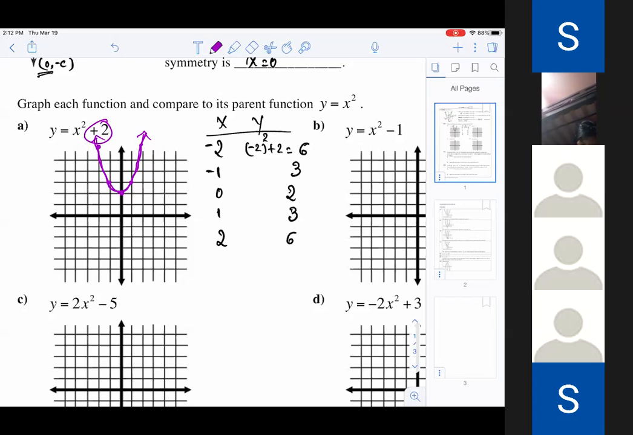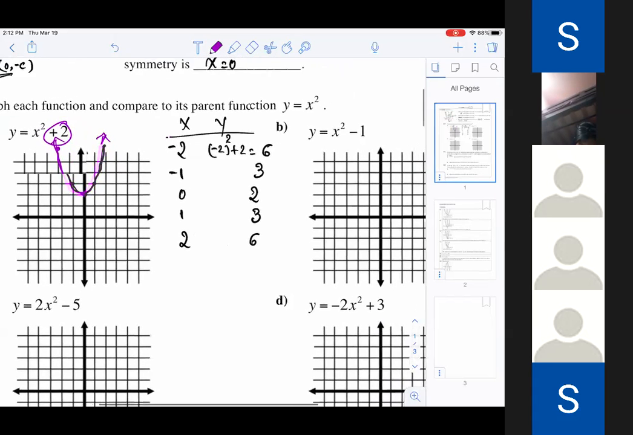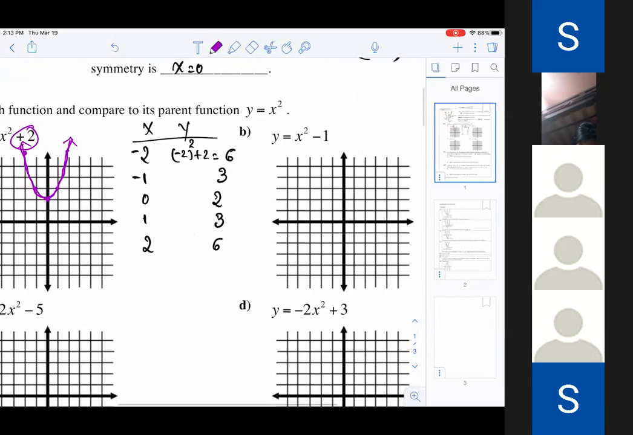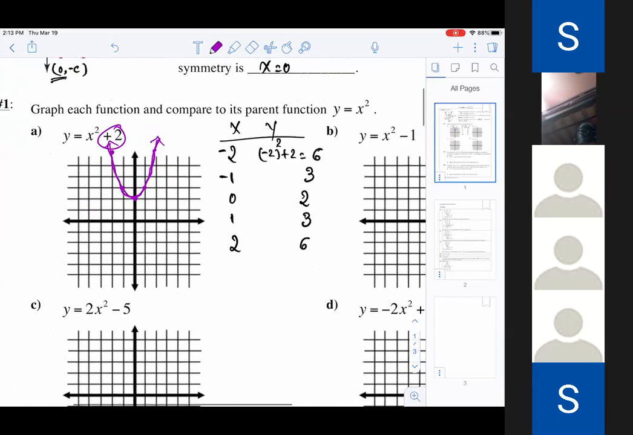All right. Okay. Try B. Question B is y is equal to, oh, no. We have to do one more thing, guys. It says compared to the parent function y is equal to x squared. How would you compare? Shift by 2 units. Correct. You can say that it's a vertical translation or vertical shift. A vertical shift 2 units up. That's how you would compare it with the parent function. Okay.